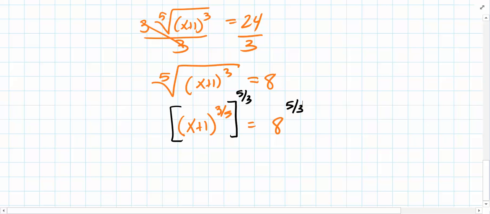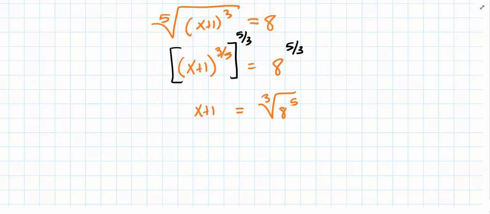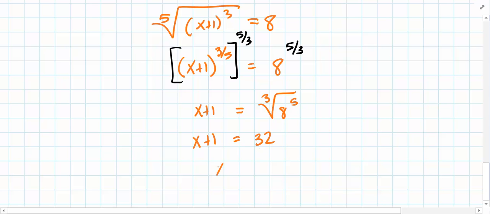Okay, so then on the left-hand side, back to my orange, I get x plus 1. I really don't need the parentheses anymore. Is now equal to the cube root of 8 to the 5th. It's not plus or minus. In this case, it's a cubed root, right? It's a cubed root, not a square root. So therefore, x plus 1 is now equal to, what is the cube root of 8 to the 5th? Yeah, 32. Therefore, the answer that we're checking is 31.